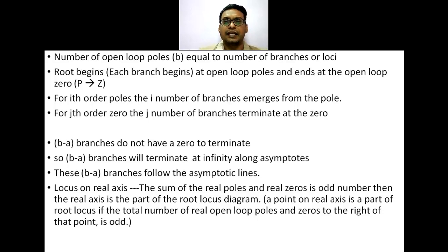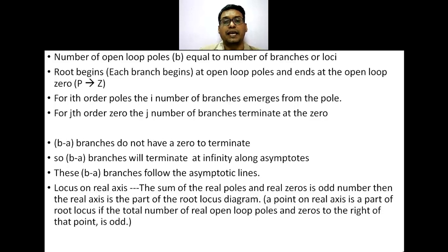It is not necessary that it will always be so, but generally there are more poles and fewer zeros. So the branches will start from open loop poles and will terminate at open loop zeros. There are A open loop zeros and B open loop poles. So from a pole the branch will emerge, and at a zero the branch is going to terminate. So the remaining B minus A branches do not have a zero to terminate.